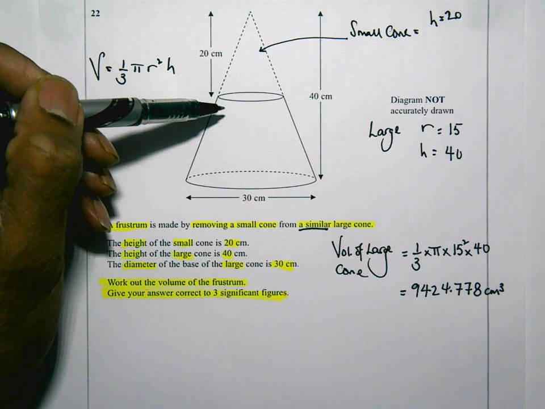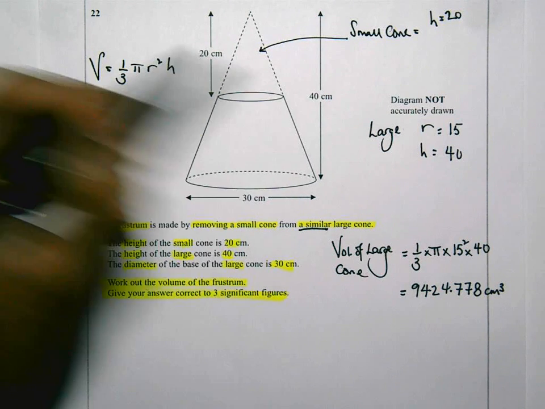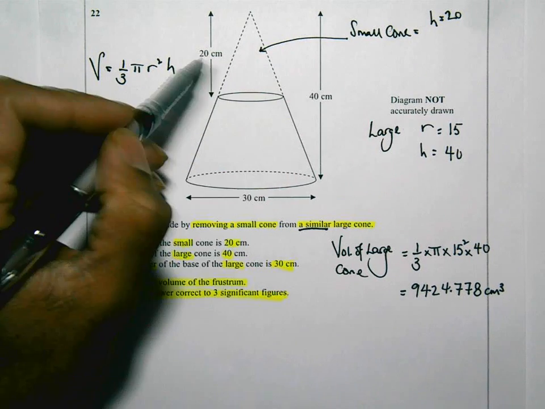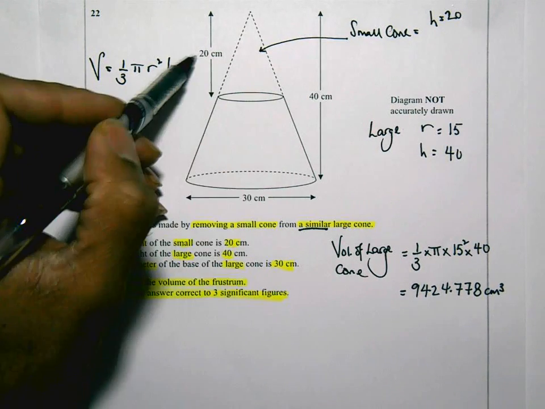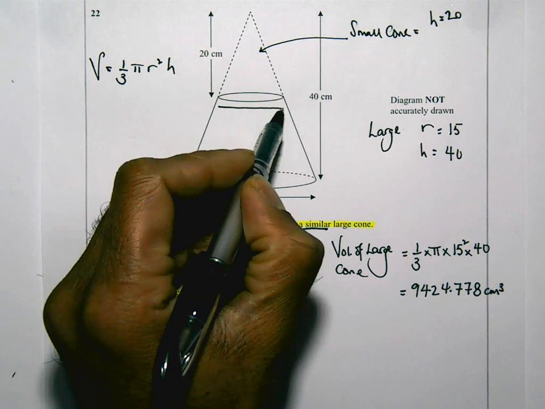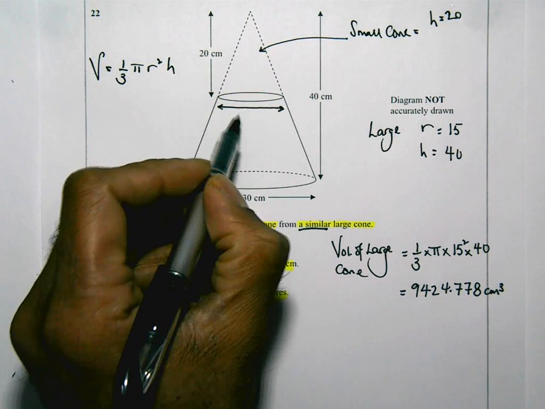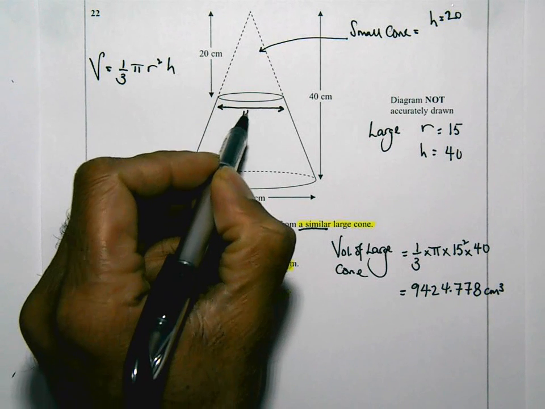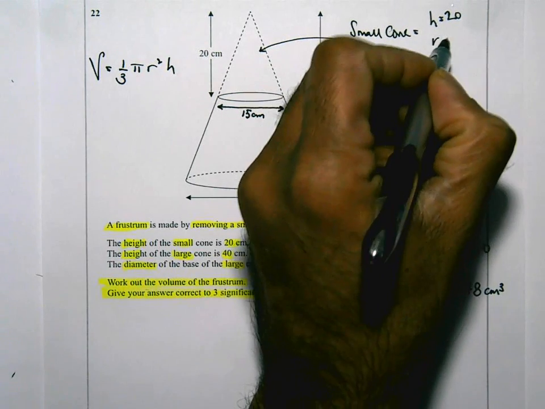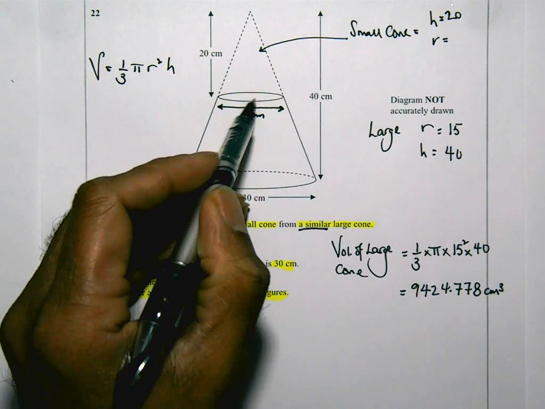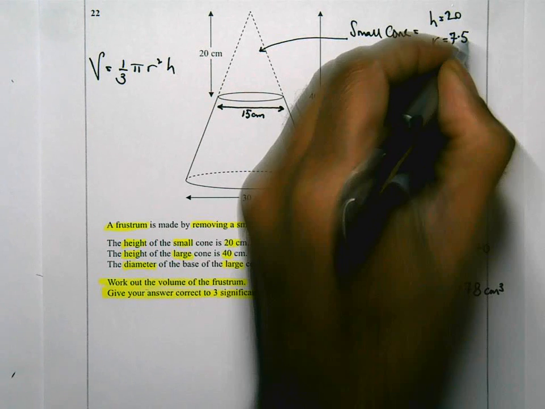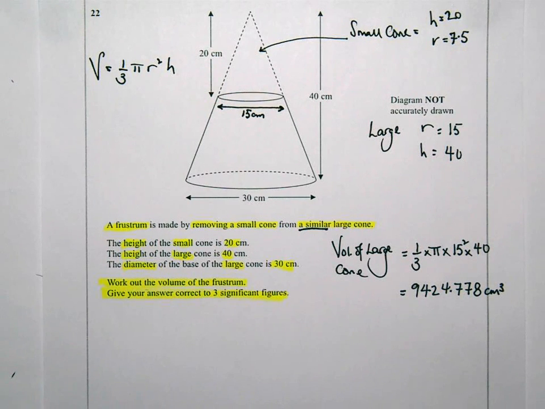Now because these two shapes are proportional or similar, if I halve 40, I get 20. If I halve 30, that tells me that the diameter of the base of the small cone is going to be 15 centimeters. So what does that tell me about the radius? The radius of the base is going to be half of that, and that's going to be 7.5 centimeters. Now that's really important, and it's really important that you understand that as well.